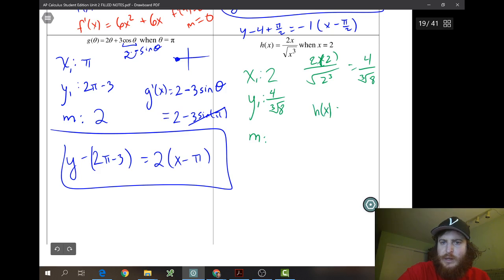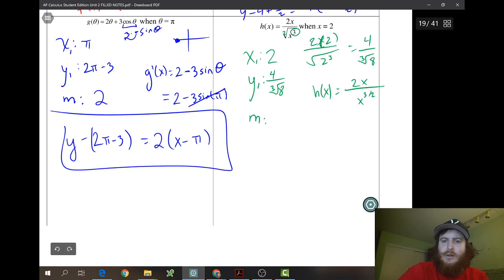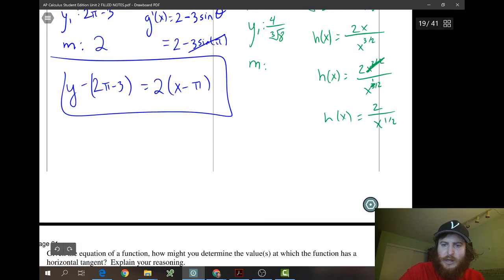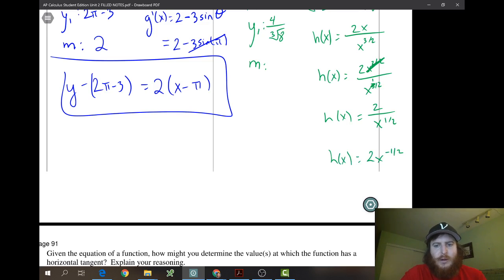So h of x equals 2x over, we're going to write this as x to the 3/2 power. The inside is on top, the outside is in the denominator. So now I can write this as 2x to the 2 over 2 over x to the 3 over 2. So we're getting rid of 2 of them, and that's going to become the 1/2. So this is h of x equals 2 over x to the 1/2. And now we're going to bring that to the numerator and make that 2x to the -1/2. Okay, so now it's a little tricky, but hopefully we learned this yesterday.